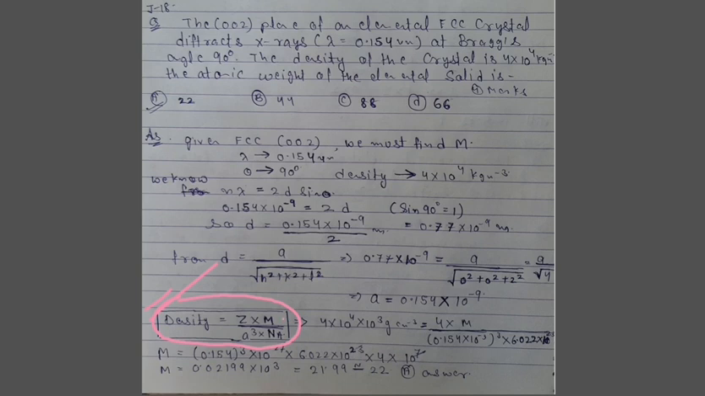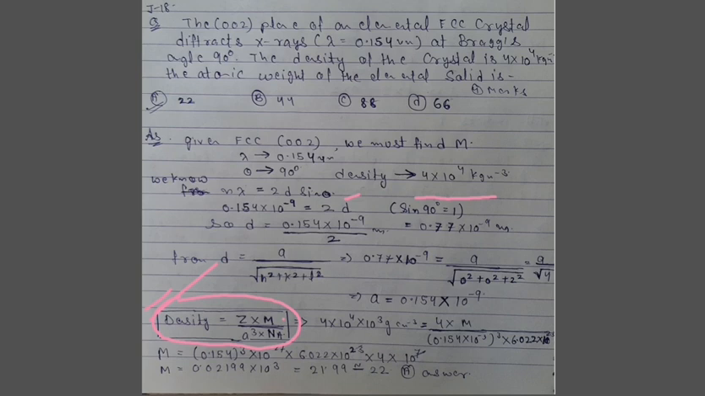As you see in the formula, density is given, which is 4 into 10 power 4 kilogram per meter cube, okay. Z you know, in FCC the value of Z is 4, and you should find the value of a, okay, because Na is your Avogadro number. And for finding a, you should use Bragg's law.